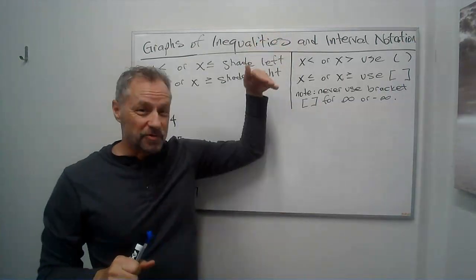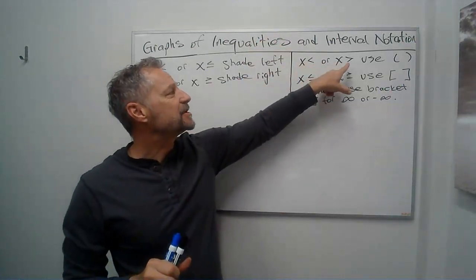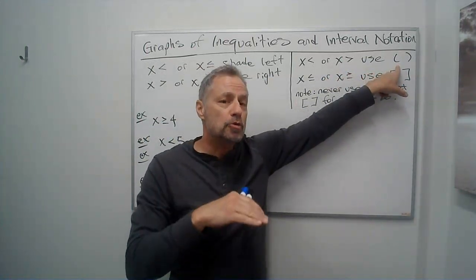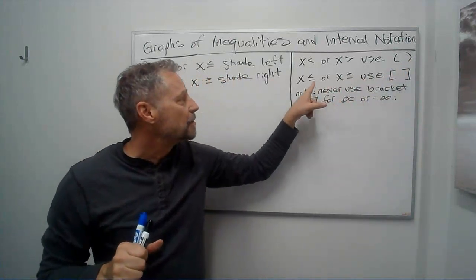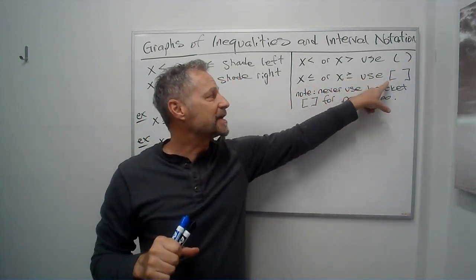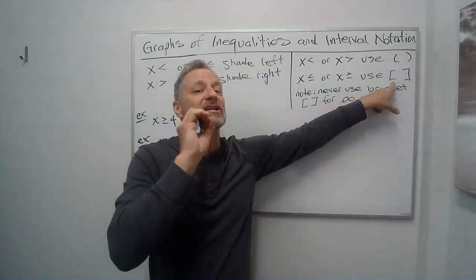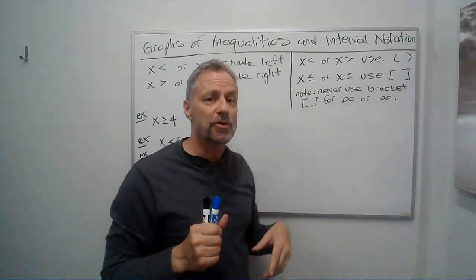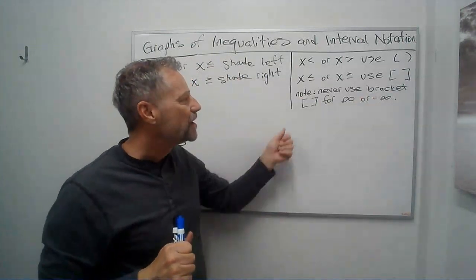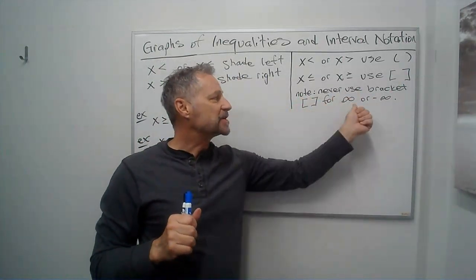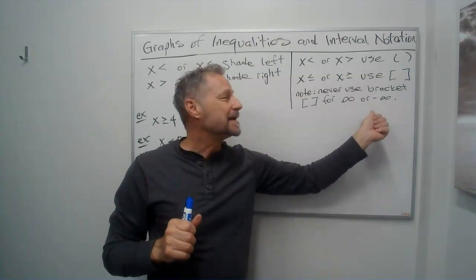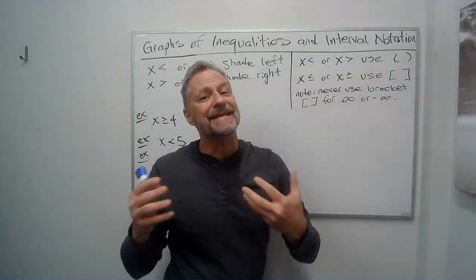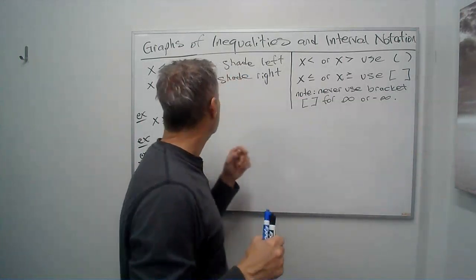As far as interval notation goes, if x is less than or x is greater than, I'm just going to use the parentheses. The parentheses means it does not include the value, whatever x is. But if I have less than or equal to or greater than or equal to, I'm going to use the brackets. The bracket means it starts at that point and has everything either to the left or the right, whichever way I'm graphing. Note, though, never use the brackets for infinity or negative infinity because those are concepts of it going forever in one direction or the other. They're not numbers that it gets to. Okay, so that's the idea.